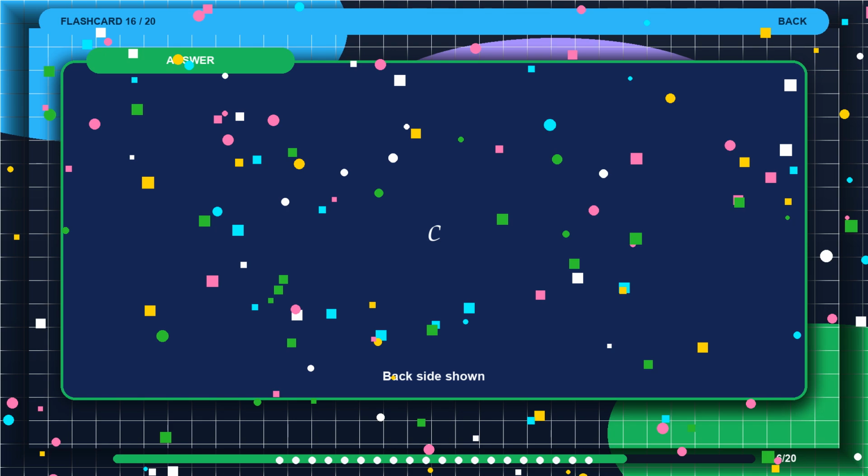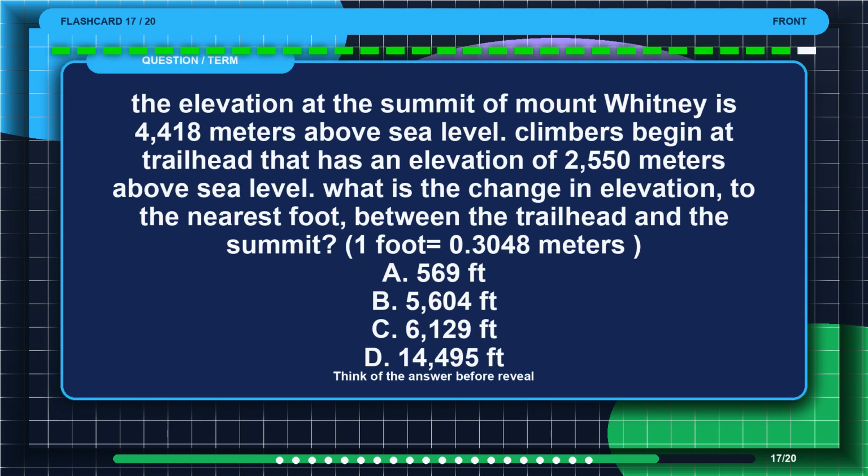The answer is C. Flashcard 17. The elevation at the summit of Mount Whitney is 4,418 meters above sea level. Climbers begin at a trailhead that has an elevation of 2,550 meters above sea level. What is the change in elevation, to the nearest foot, between the trailhead and the summit? 1 foot equals 0.3048 meters. A. 569 feet, B. 5,604 feet, C. 6,129 feet, D. 14,495 feet. Pause and think of the answer before the reveal.